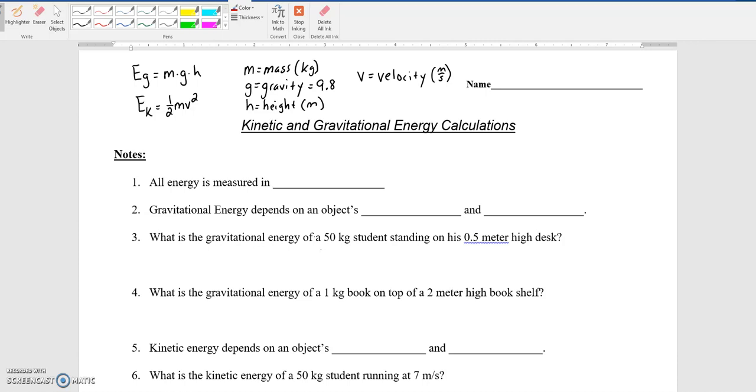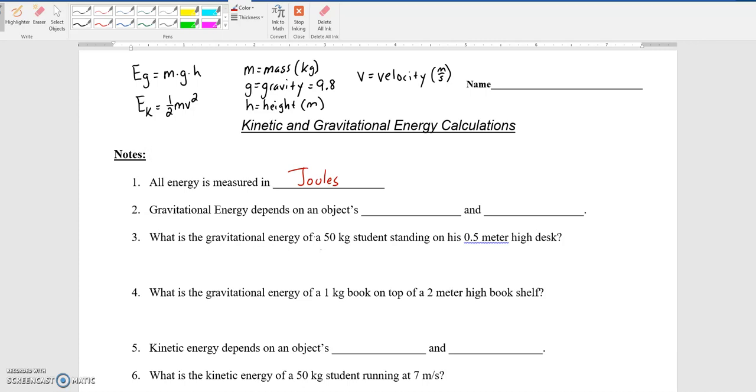First thing you should know is that all energies are measured in something called a joule. It's the unit for energy, just like newtons are the unit for force. Also similar to newtons, whereas newtons can be very, very small numbers or very, very large numbers, joules can also be very, very small numbers or very, very large numbers.